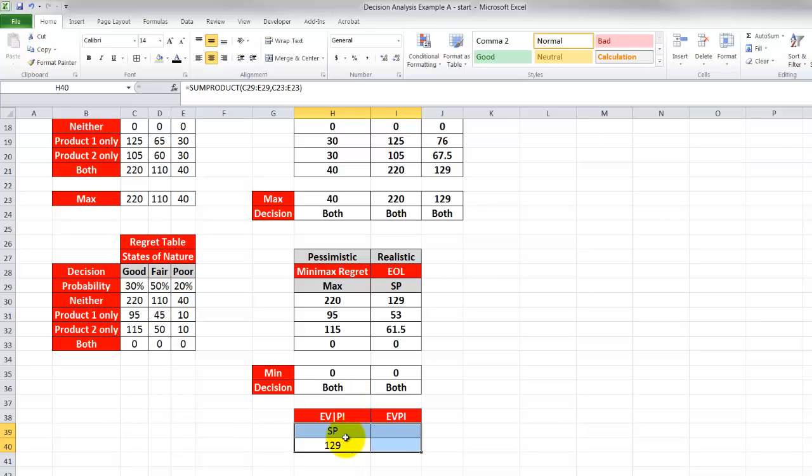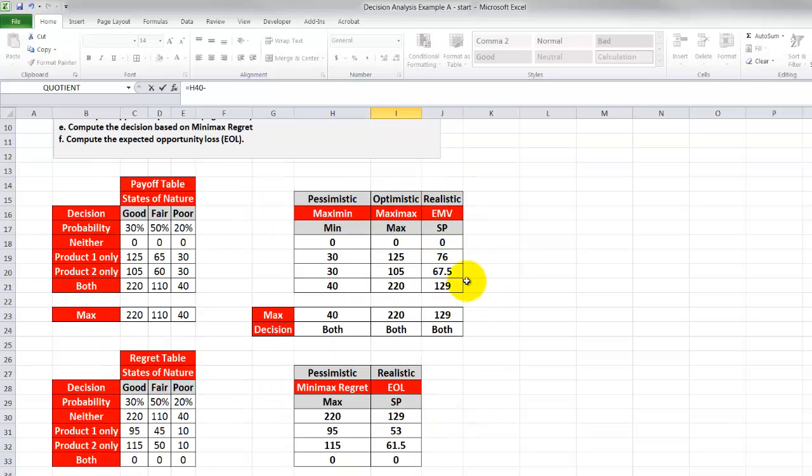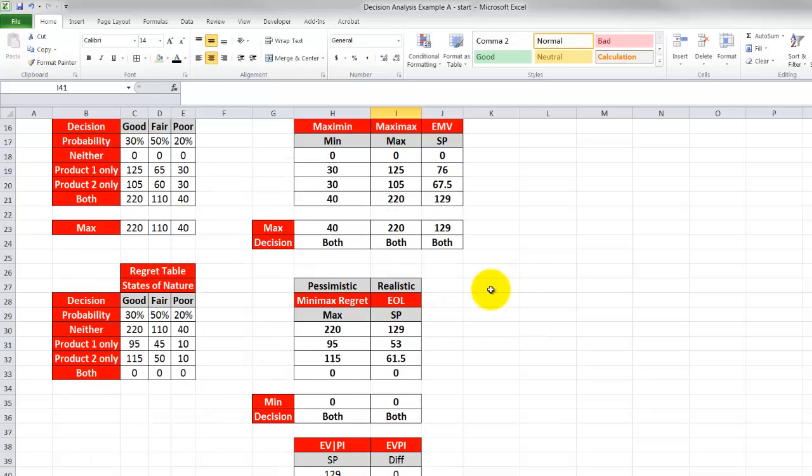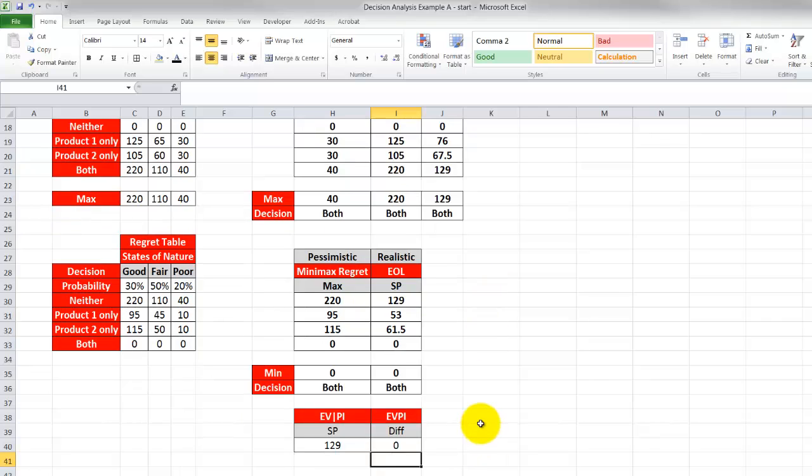Okay, what does that mean? Well, let's hold that discussion until we calculate the expected value of perfect information. So to calculate this, it's actually going to be a difference. The difference is going to be between the expected value given perfect information minus the realistic maximum here of 129. So it's saying that we have 0, and that's okay.